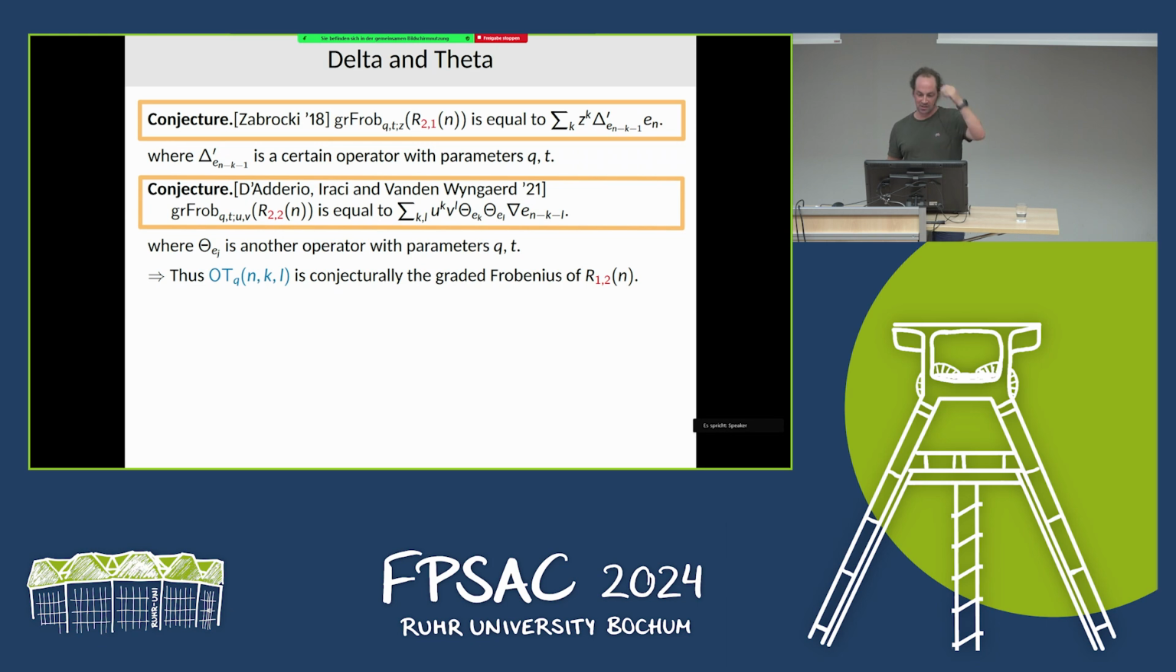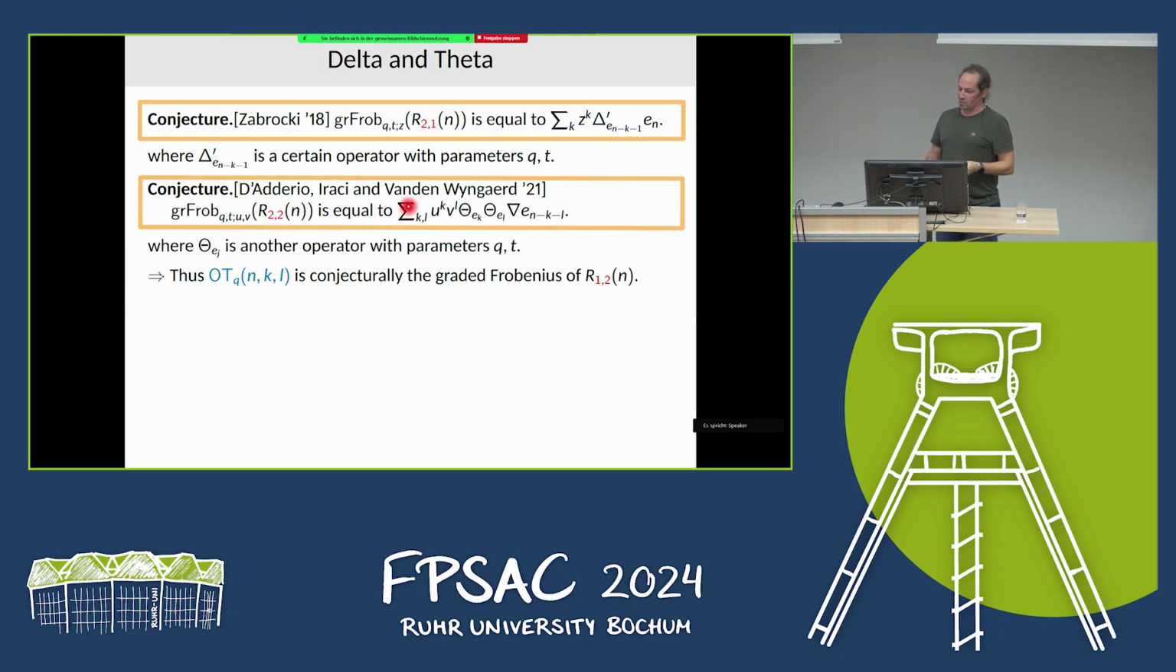And then this was generalized more recently by my collaborators with Michele D'Addario to the 2-2 case, okay? So now you have 2 sets of commuting, 2 sets of anti-commuting. And then for this, they had to define these new operators, the theta operators. And then you get this complicated thing here. There's also a nabla, sorry, another operator hidden in there. And this is a symmetric function with 4 parameters, U, V, Q, and T. And this is conjecturally the graded Frobenius of this.